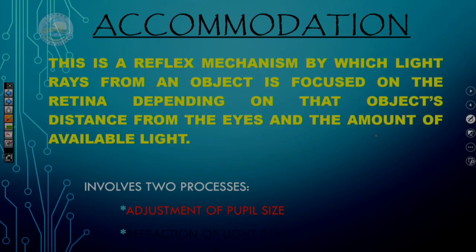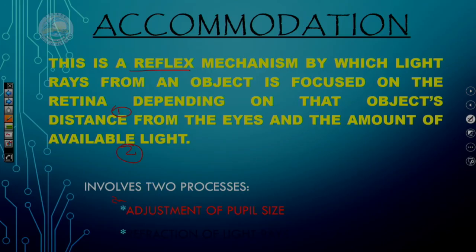Now, accommodation is a concept that you need to understand thoroughly. What is accommodation? This is a reflex mechanism, so you have no control, by which light rays from an object are focused on the retina, but it depends on that object's distance from the eyes and the amount of available light. So for example, when you are studying or when you're in the classroom, you would write something in your book and then you would look up at the board.